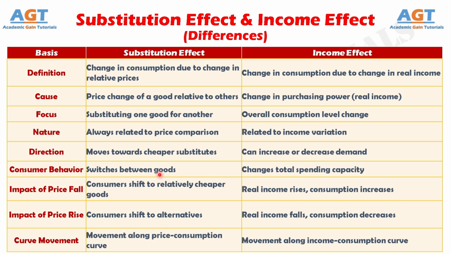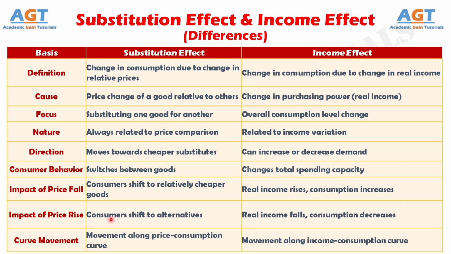Number 6. Substitution effect causes consumers to switch between goods. On the other hand, income effect changes the total spending capacity of consumers. Number 7. When price falls, substitution effect leads consumers to shift to relatively cheaper goods, whereas income effect increases real income and consumption.